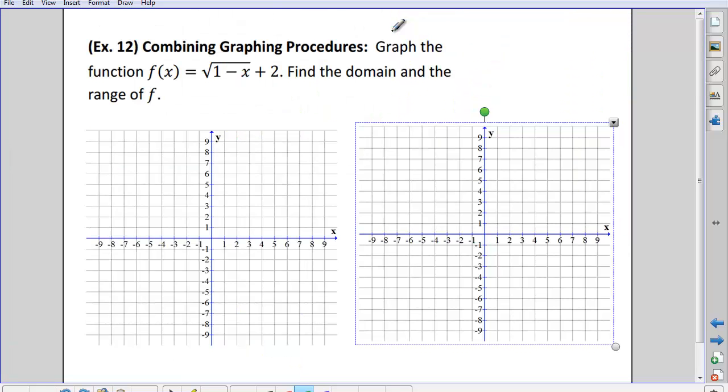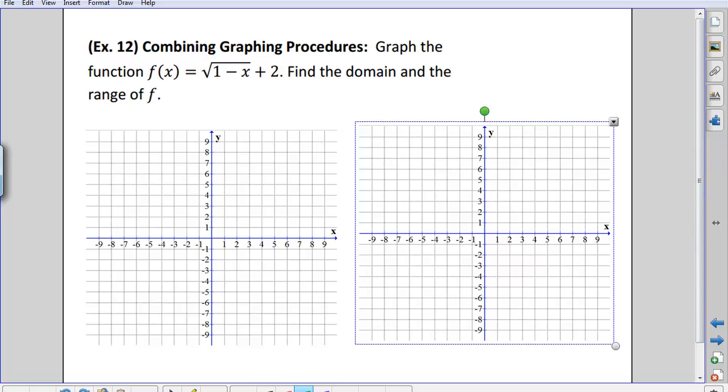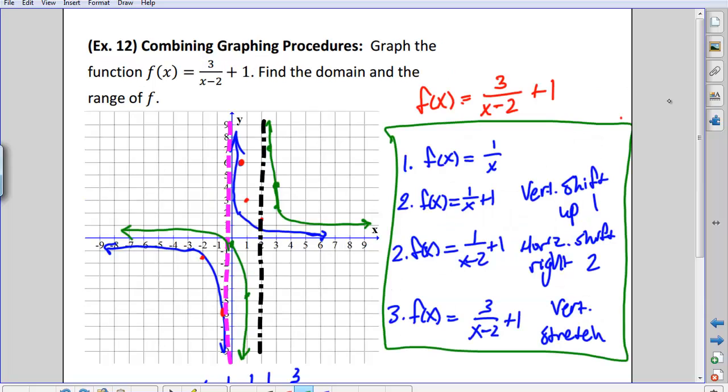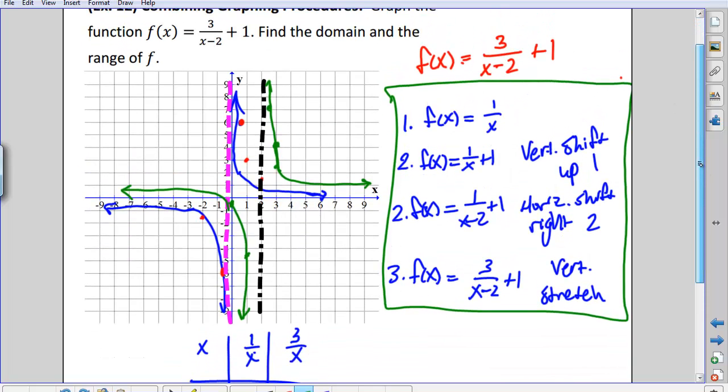Okay, we didn't find the domain and range here. So let's go back. The domain and range kind of goes back to, there's these two vertical lines. I'm sorry, there's a vertical line and a horizontal line that this graph doesn't cross or touch.